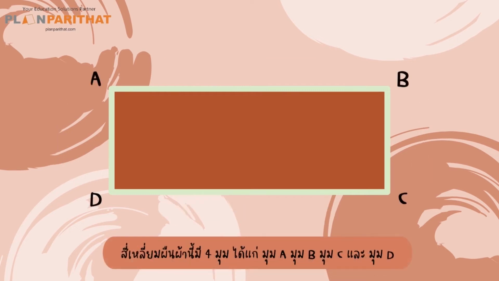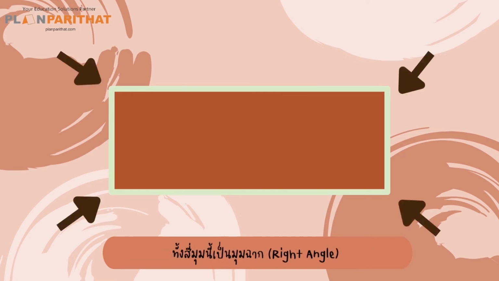This rectangle has 4 corners, each for its 4 angles, angle A, B, C, and D, in which these 4 angles are all right angles. That means they each have 90 degrees. Each and all the right angles of a rectangle are equal.